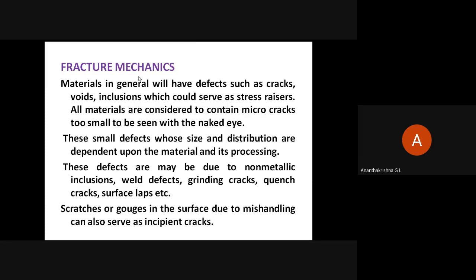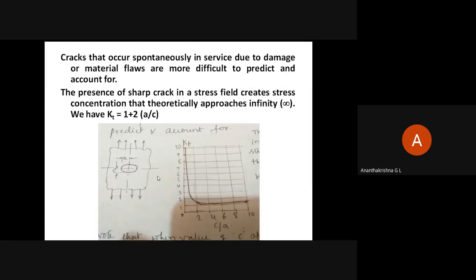So these are the reasons because of which cracks can form. One is voids and inclusions, then the size and distribution of small defects, which depend on the material and its processing. It can happen because of weld defects, grinding cracks, quench cracks, surface slabs, and so on, or because of scratches or grooves in the surface due to mishandling. So these are all the reasons for the presence of cracks. Next.